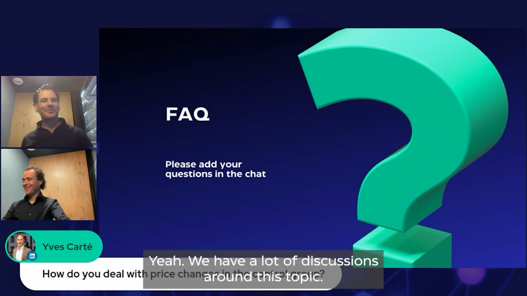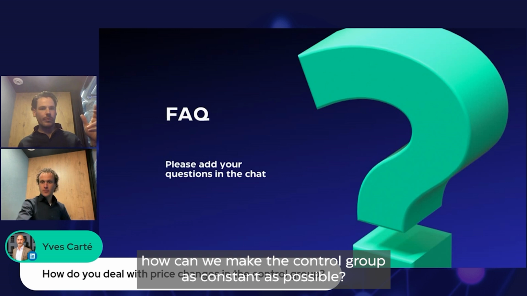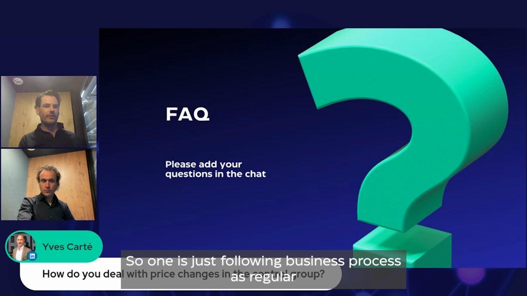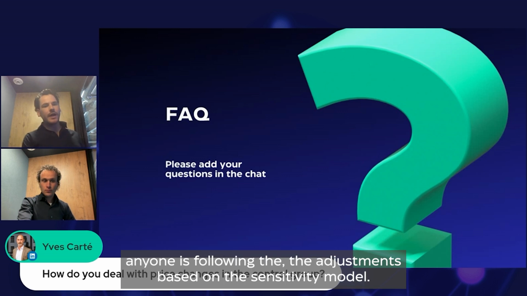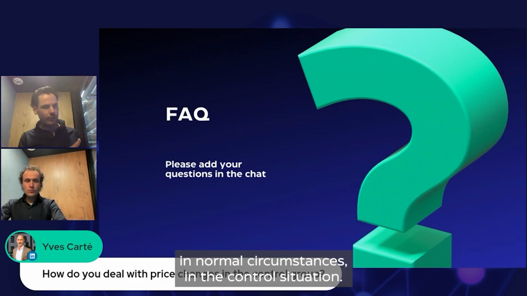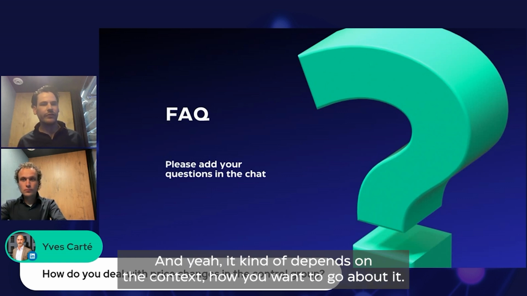Yeah, we have a lot of discussions around this topic. In general, what we always try to do is make the control group as constant as possible, and also keep the dynamics running as they normally would, right? So one is just following the business process as regular, and the other is following the adjustments based on the sensitivity model. And with that, you get, let's say, a good reference of what would happen in normal circumstances in the control situation. In different businesses, you have different approaches, and it kind of depends on the context how we want to go about it.